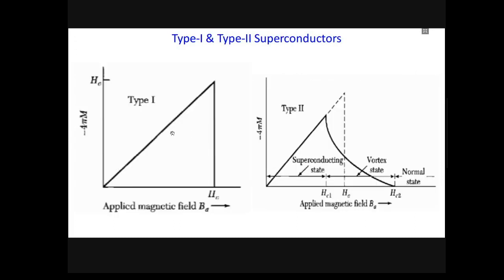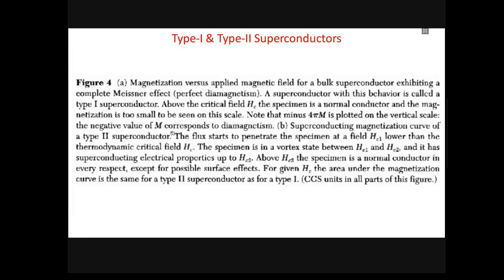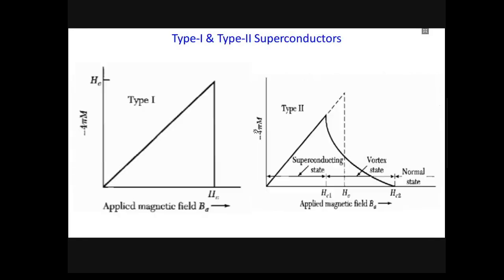So the type 1 superconductor, what will happen? The complete Meissner effect will be exhibited. That means there are only two states: superconducting and normal conducting. The superconducting state will completely behave as a diamagnet, satisfying the Meissner effect.